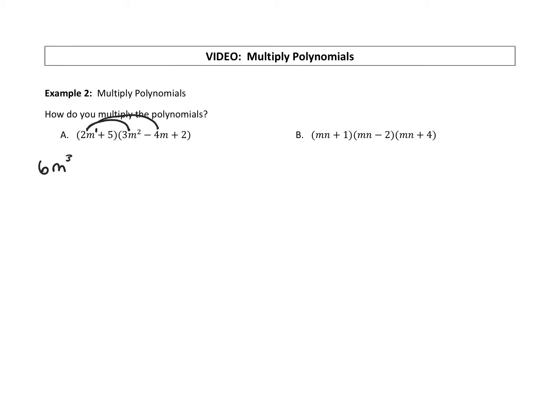It's a positive 2 times a negative 4. So if you notice, I'm multiplying coefficients first. 2 times negative 4 is negative 8. And then m to the first times another m to the first. M times m, we add our exponents and we get m squared.